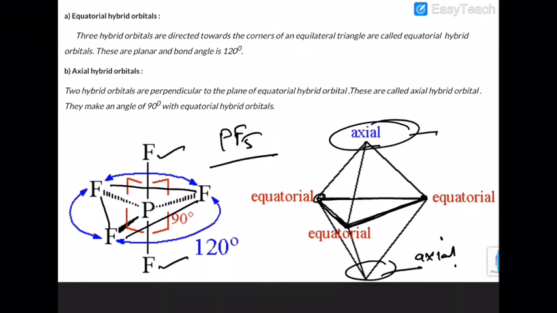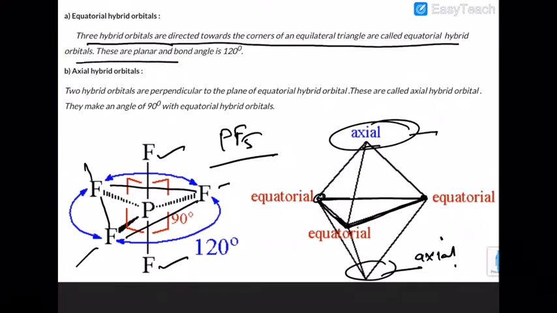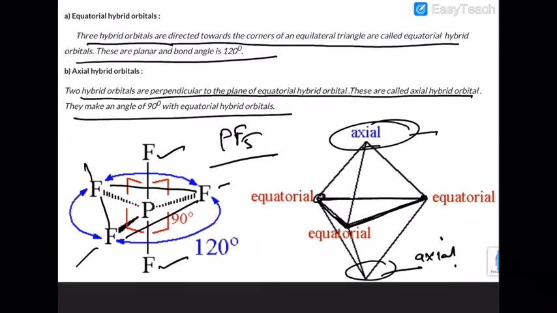Equatorial bond angles, this is 1, 2, 3, are 120 degrees, while the axial bond angles are at 90 degrees. The three hybrid orbitals directed towards the corners of the triangle are planar, and the bond angle is 120 degrees. The hybrid orbitals perpendicular to the plane of the equatorial orbitals are called axial orbitals, and they make an angle of 90 degrees with the equatorial orbitals.